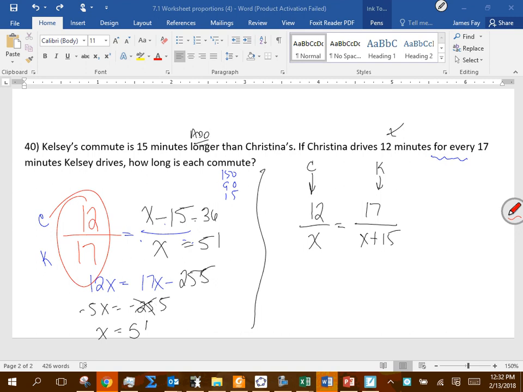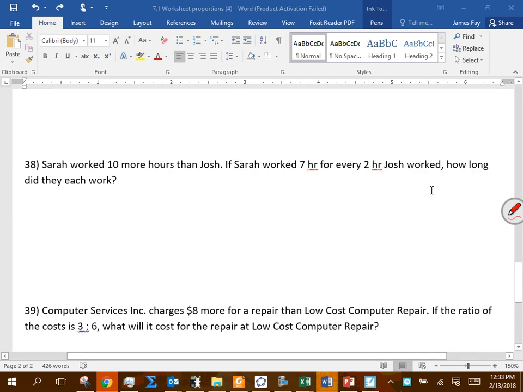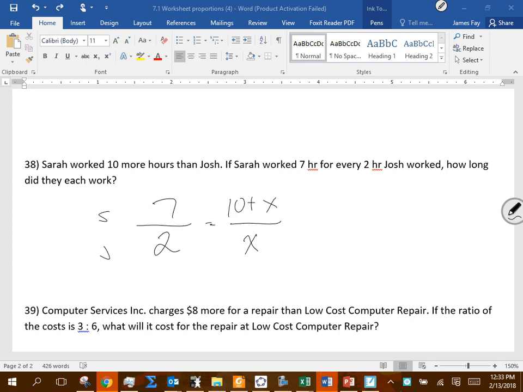Would you guys agree that when we go through that problem and compare it to maybe 38, where Sarah and Josh are working, okay, it says Sarah works 7 hours for every 2 hours that Josh works, but it says Sarah works 10 more hours than Josh. So I don't know what Josh worked, Sarah worked 10 plus that, right? Is that the same problem? Yep. Different context, right? Okay, different people, that kind of thing. They're working and not driving, but it's the exact same problem.